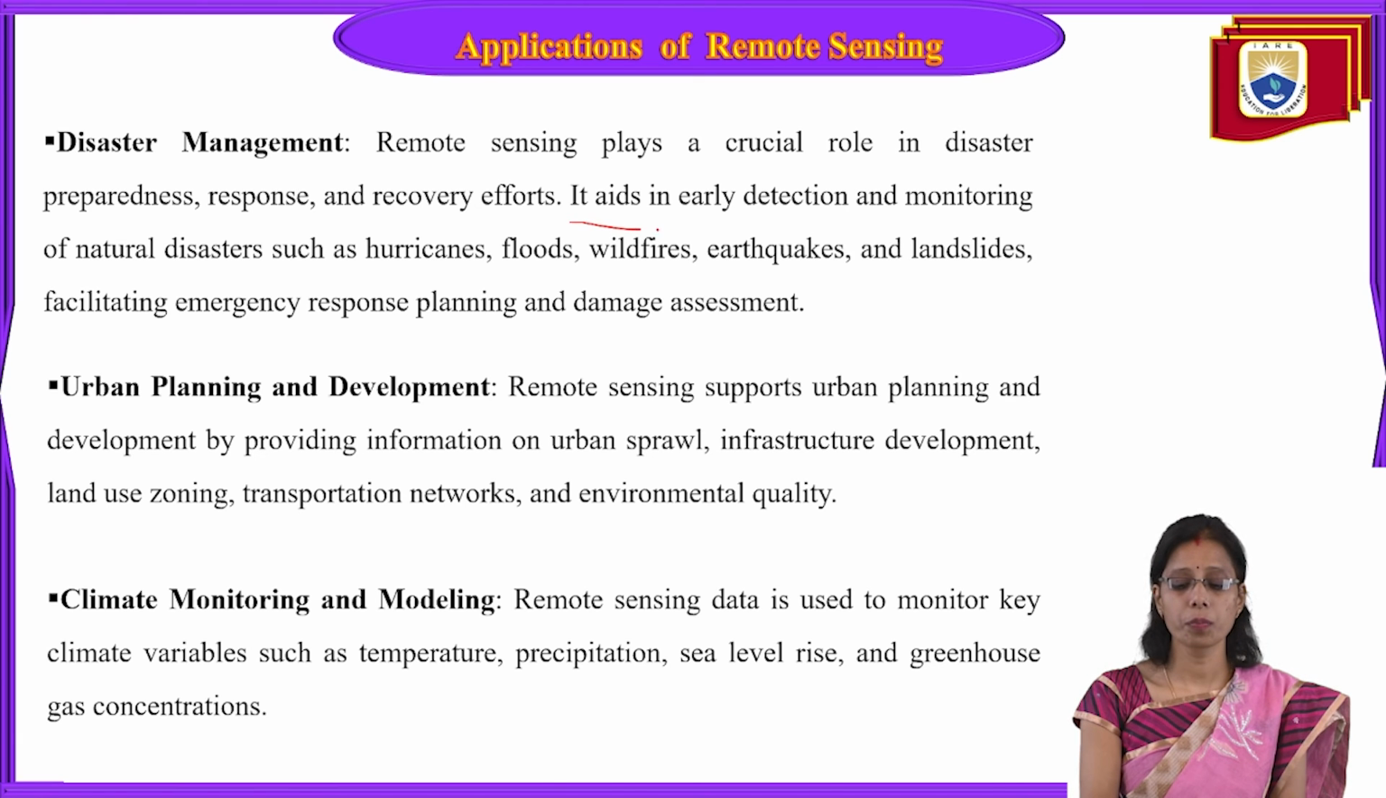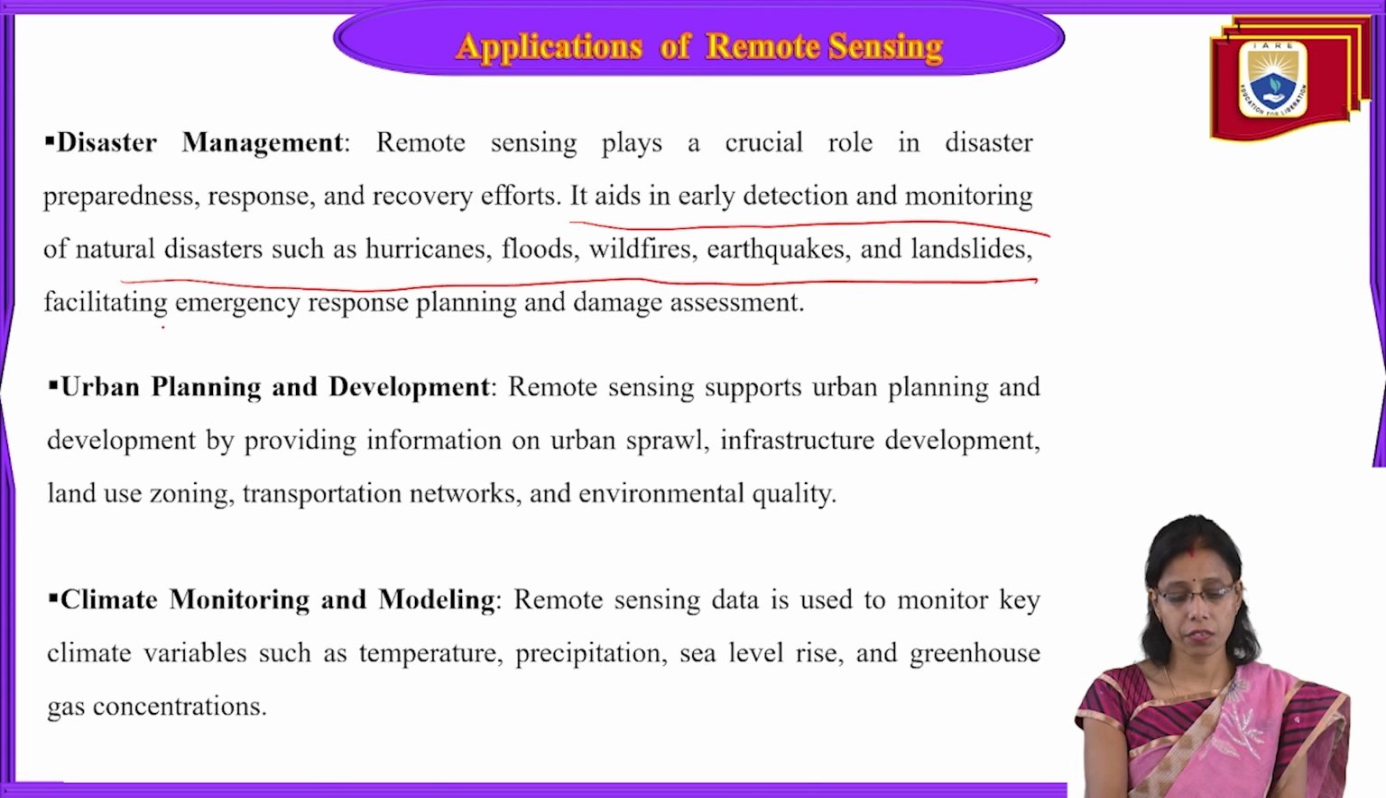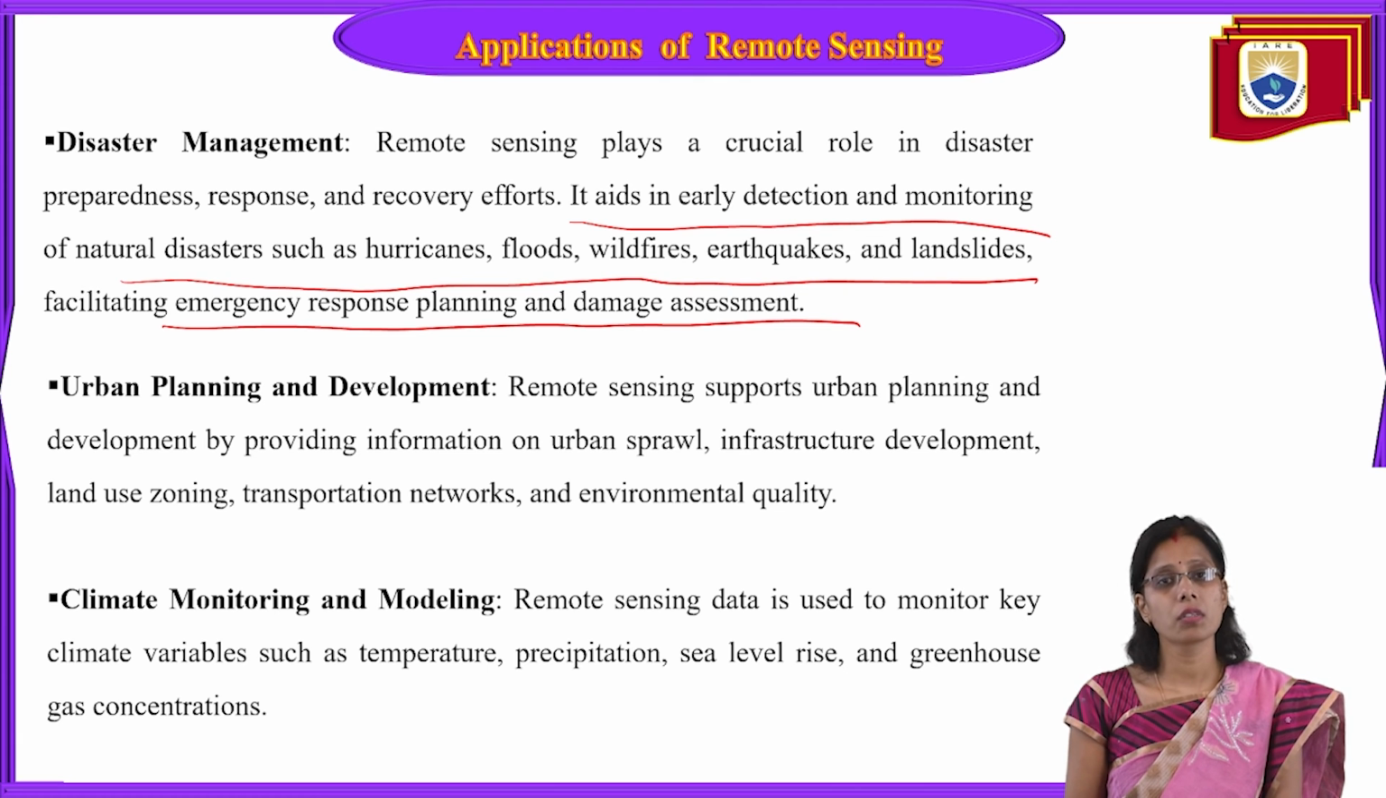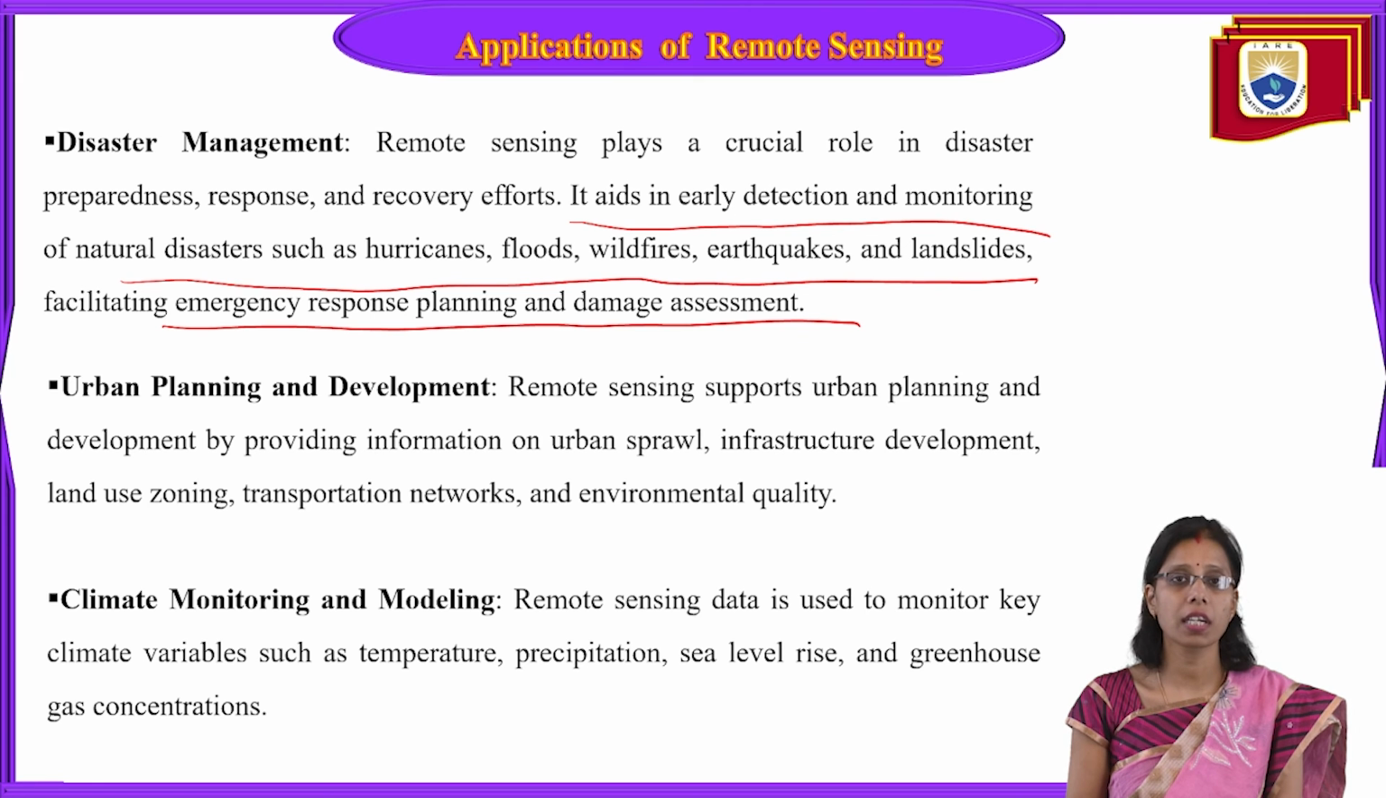And it helps in early detection and monitoring of natural disasters, hurricanes, floods, wildfires, earthquakes, landslides, emergency response planning, and damage assessment. Like generally, daily we see the weather report. So like predictions, we see that today it is going to rain or it is cloudy or it's sunny. So all this information is given by the remote sensing sensors. So this will give you the predictions at least, and it will help you in managing your disasters.